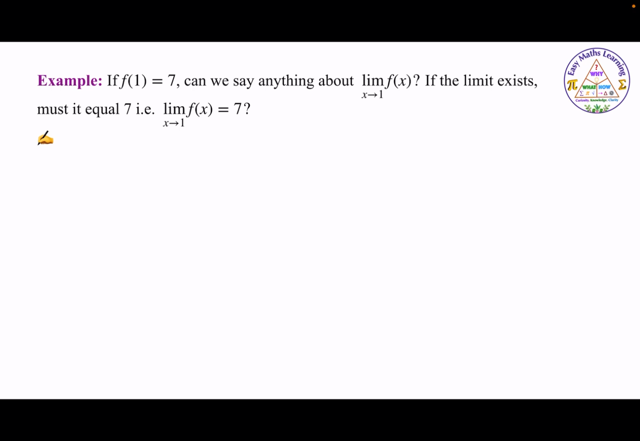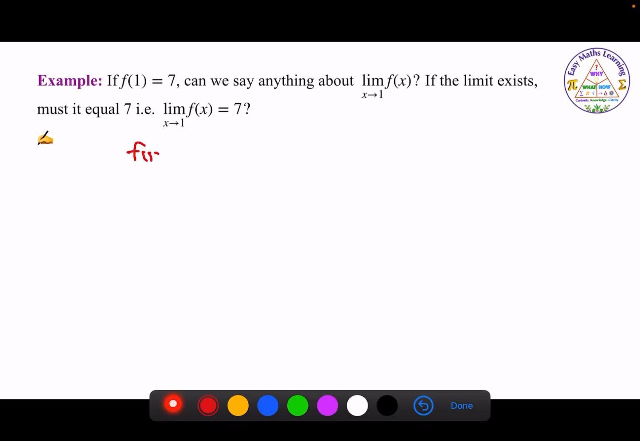So in this example, the function value is given at 1, it is 7. The question is, can we say anything about the limit as x tends to 1 of f(x)? And the second question is, if the limit exists, must it equal 7? You know that this is a common confusion among students. You see that the function is well defined at 1. So f(1) is 7. Does that automatically mean the limit is 7?